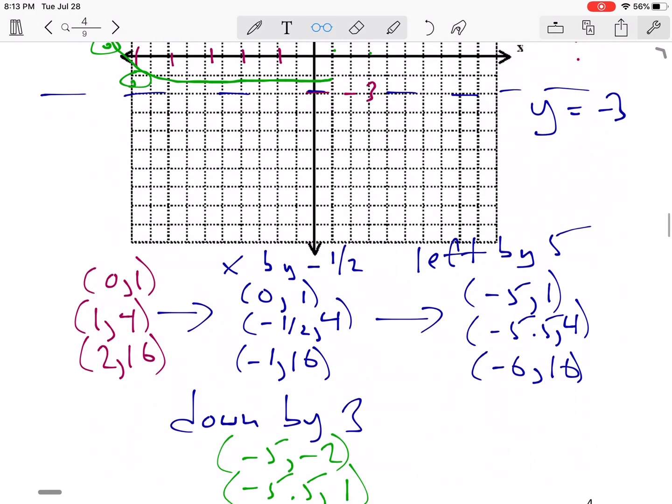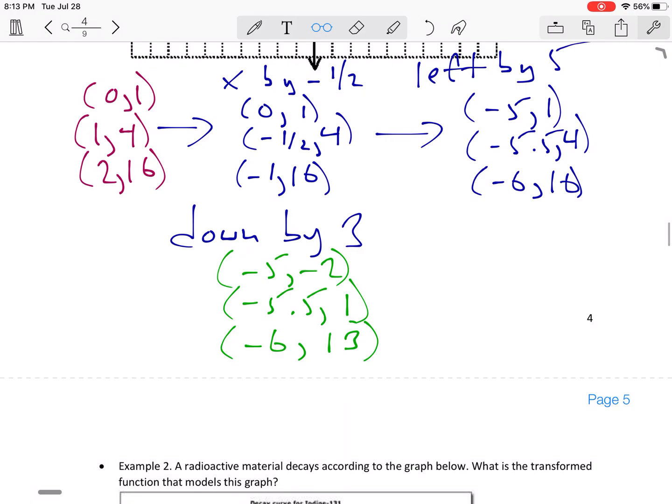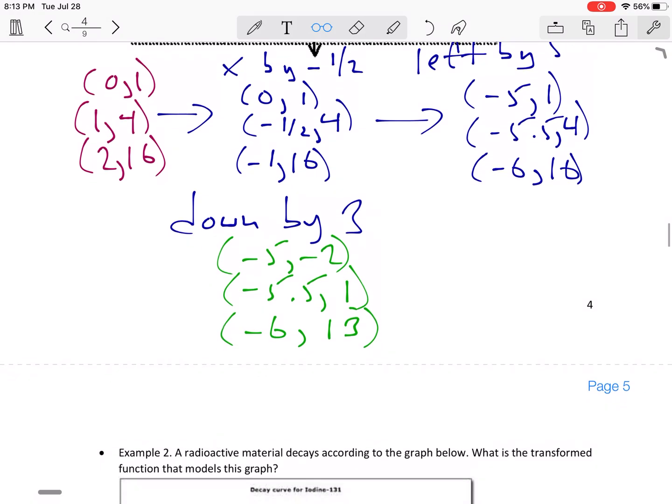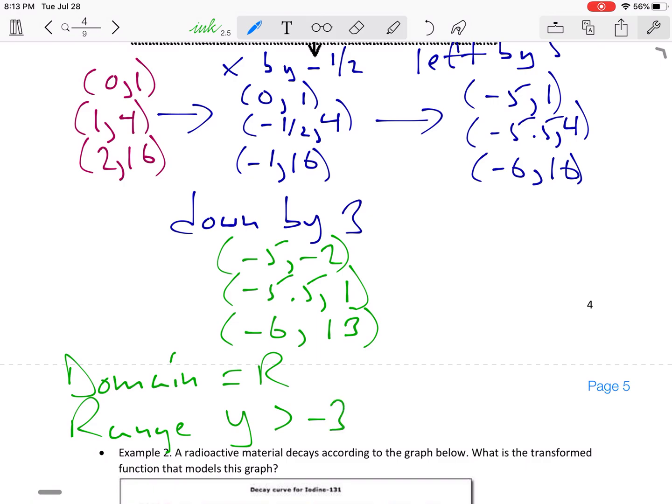So the domain for this function is going to be all real numbers. The range is going to be y is greater than -3, not equal to. So remember, it never touches the asymptote. And now let's look at the intercepts.